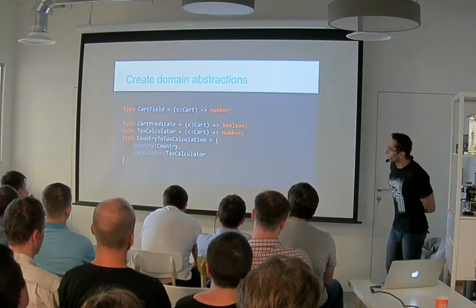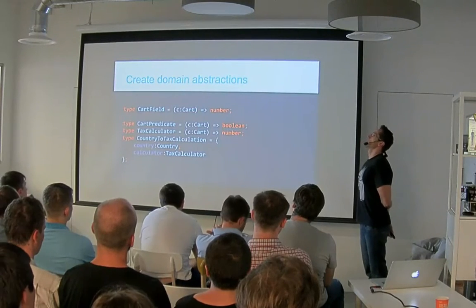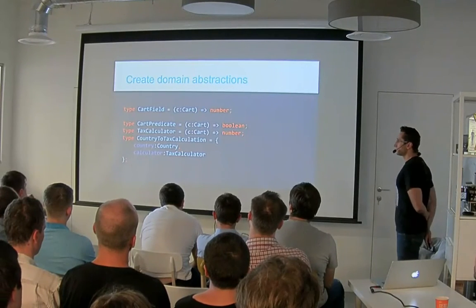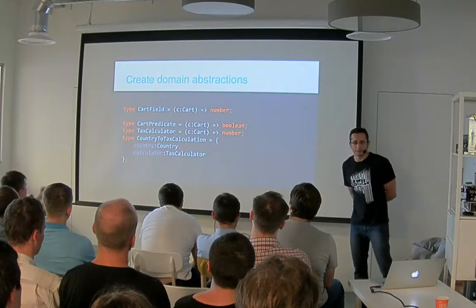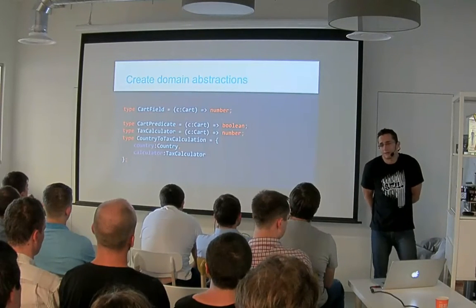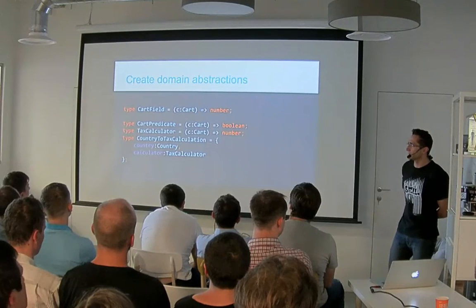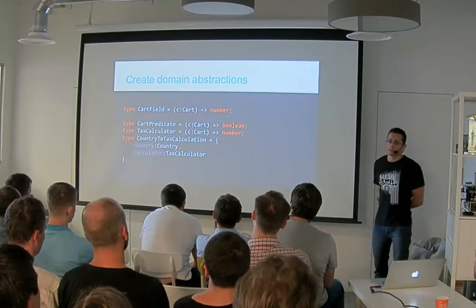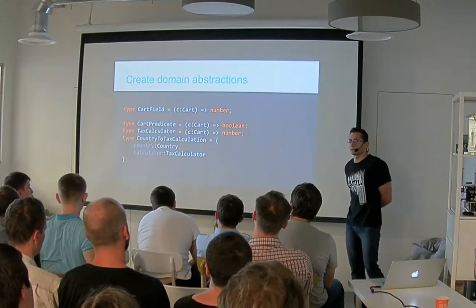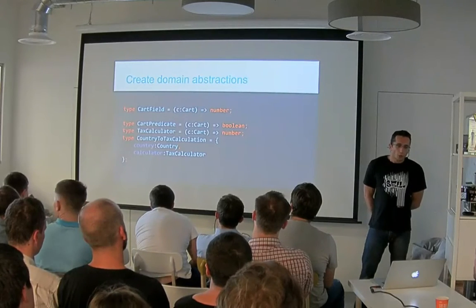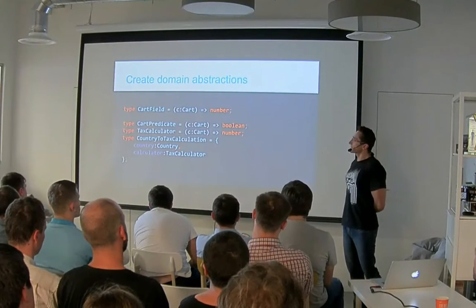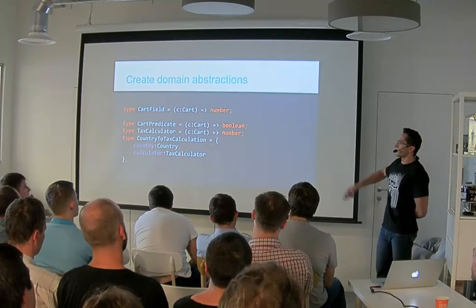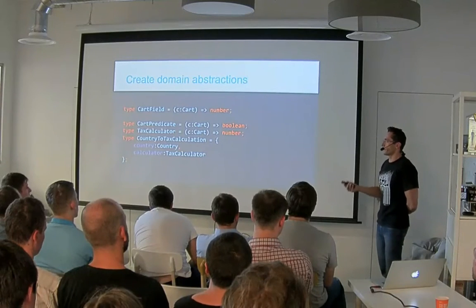Okay. We're going to define a few relationships on the cart, a few functions. We have a cart field. A cart field is basically a simple function that takes in a cart and returns a number. All the cart fields we have, shipping, discount, and total, are just numbers. We have a cart predicate. A predicate is again a simple function that takes a cart and returns a boolean if a certain condition applies. We have tax calculator, which is going to be the thing we are going to search for all over this lecture, because it allows us to take a cart and actually return the tax for that cart.